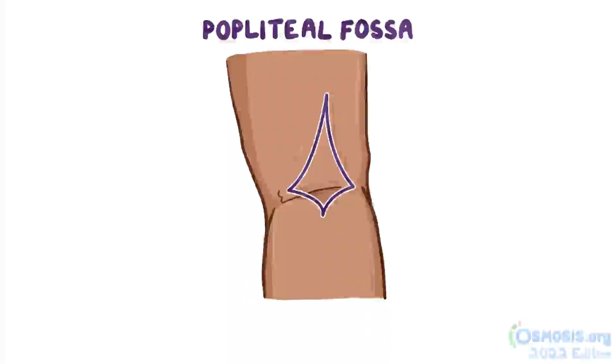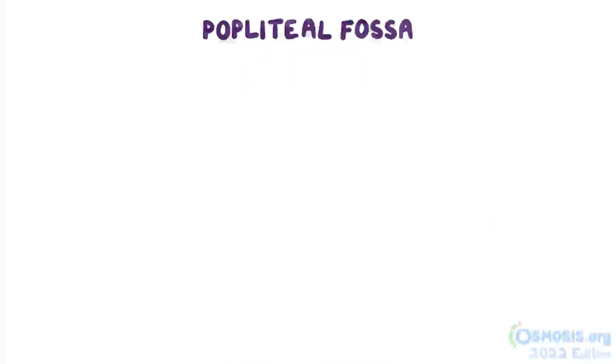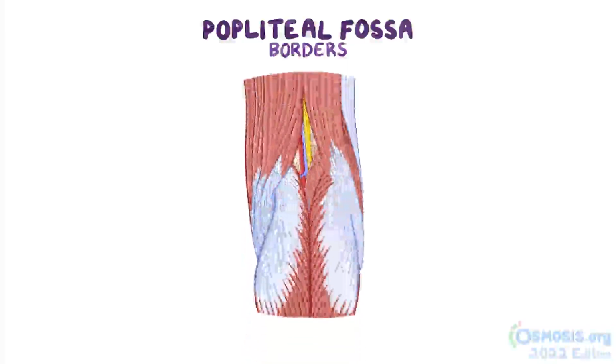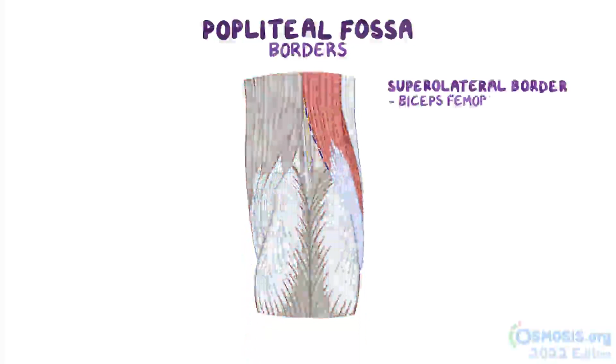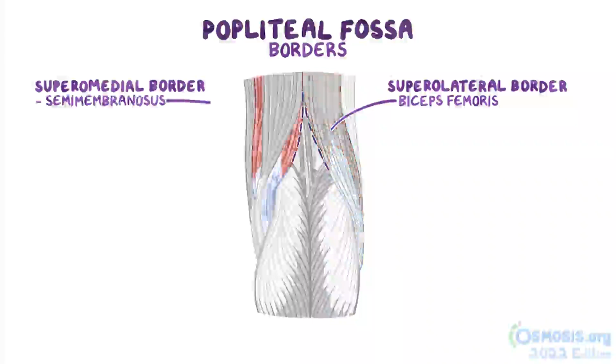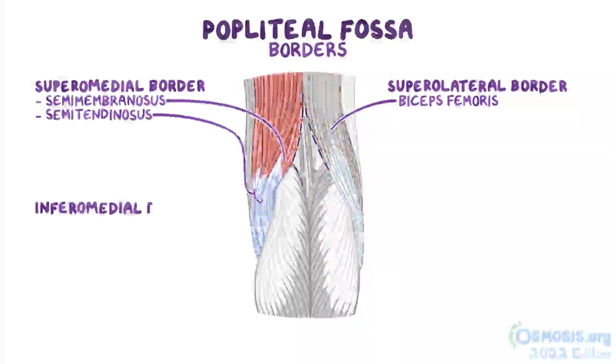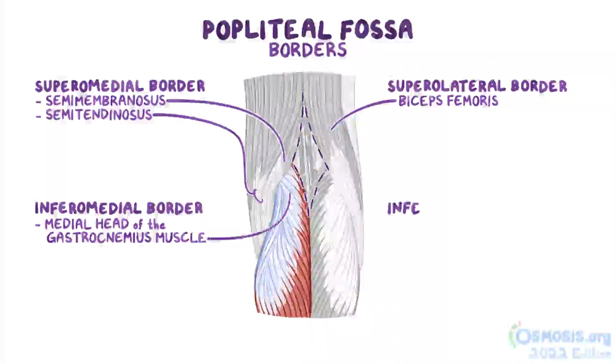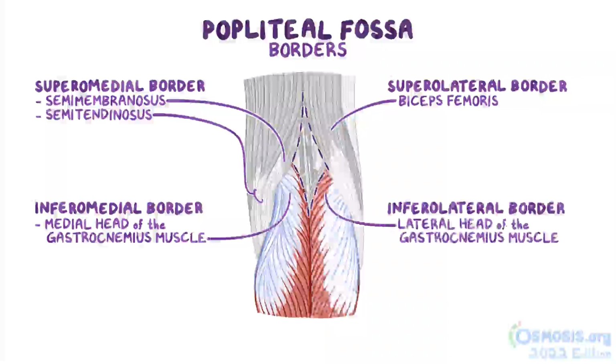This means the popliteal fossa has 2 superior borders and 2 inferior borders. So let's go over those borders. The 2 superior ones are the superolateral border, delimited by the biceps femoris, and the superomedial border, delimited by the semimembranosus and semitendinosus muscles. The two inferior borders are the inferomedial border, represented by the medial head of the gastrocnemius muscle, and the inferolateral border, delimited by the lateral head of the gastrocnemius muscle.